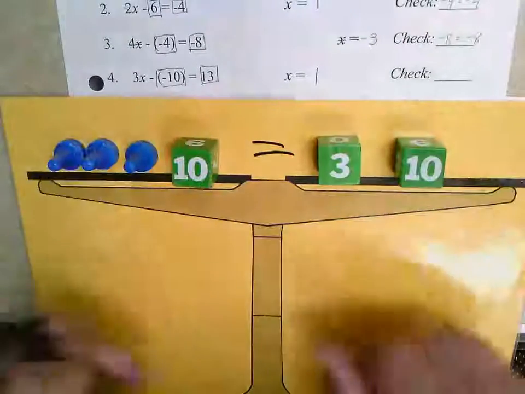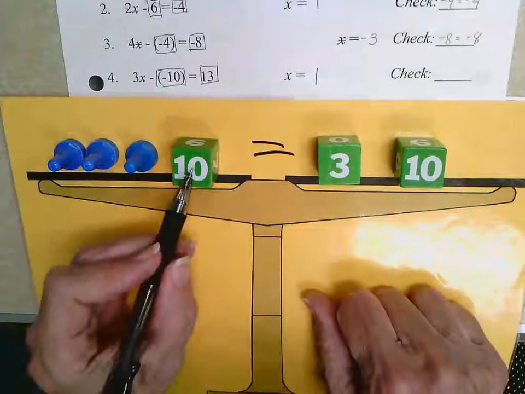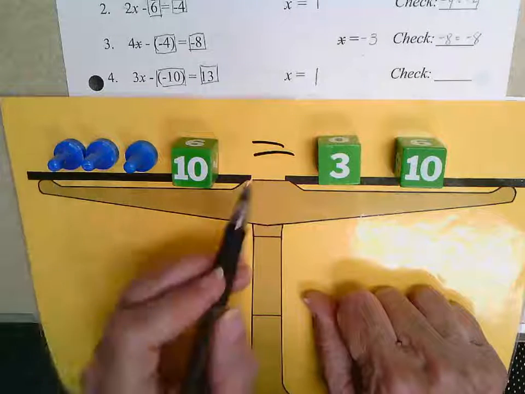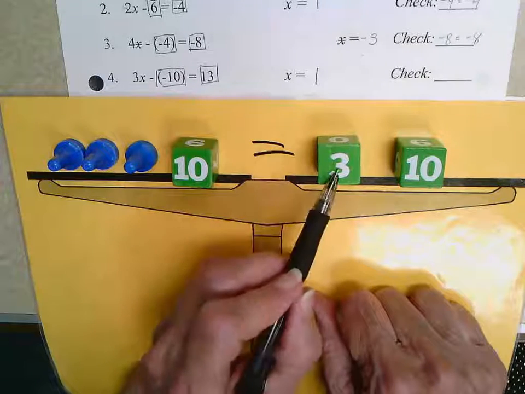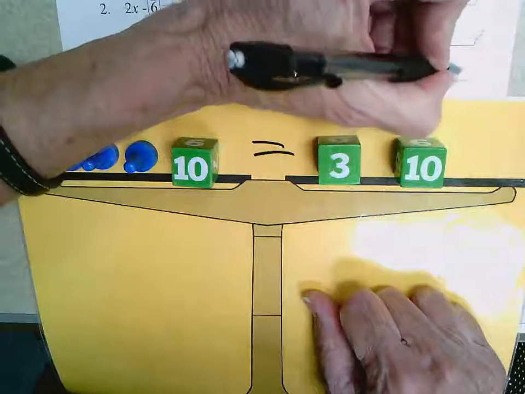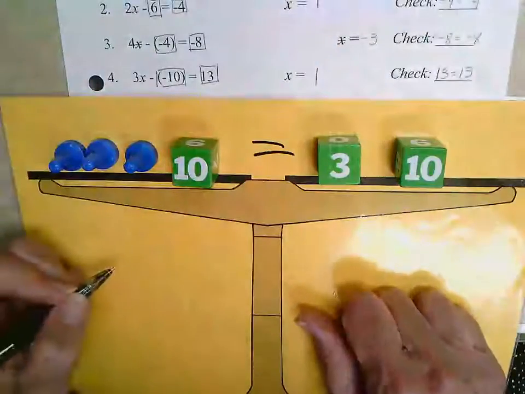And when I bring these back up, I can see that 10 plus 1 plus 1 plus 1 is 13. And is that the same as what I have on the other side? Yes, it is. So 13 is equal to 13.